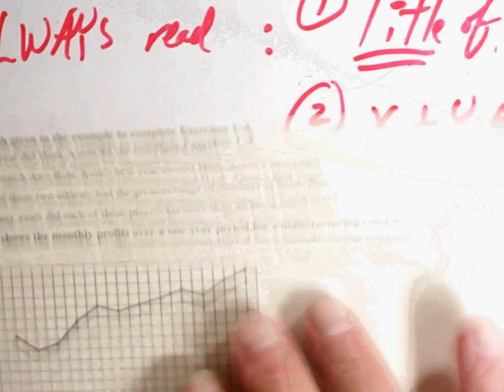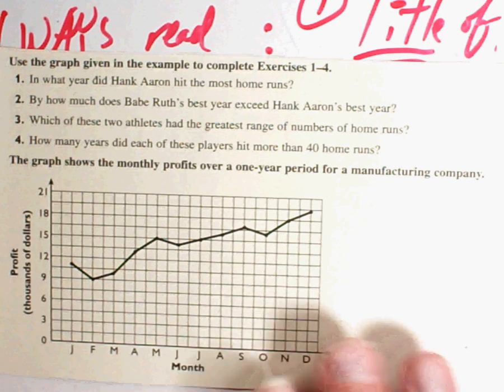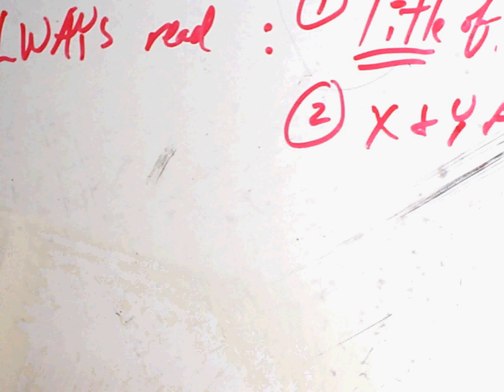Then you have something like this. Here's a graph. The graph shows the monthly profits over a one year period for a manufacturing company. Profit, in parentheses, thousands of dollars. So where that 9 is, that's $9,000 profit. Where the 18, that's $18,000. It's not written as 18,000, but it tells you. It tells you what month. So you have a really good idea of what's going on. Always read the title and always read the axes.